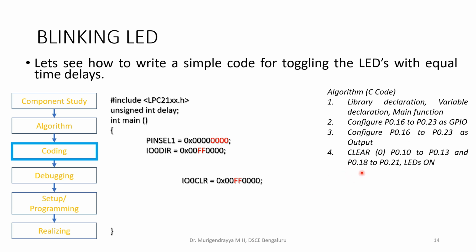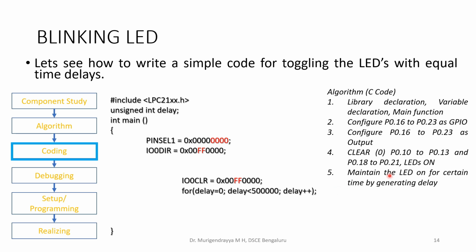Then we have to turn the LEDs on, meaning we have to make the value of the LED pins, port pin 16 to 23, 0. We have to load the value FF into the register, particularly bit 16 to 23 as 1.